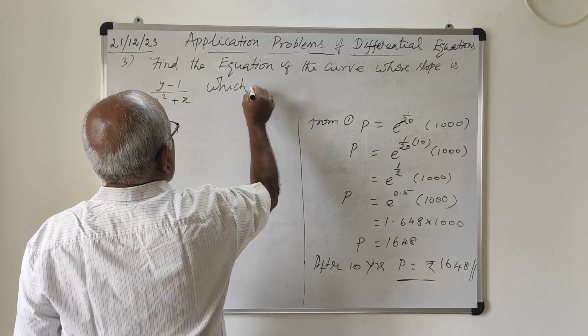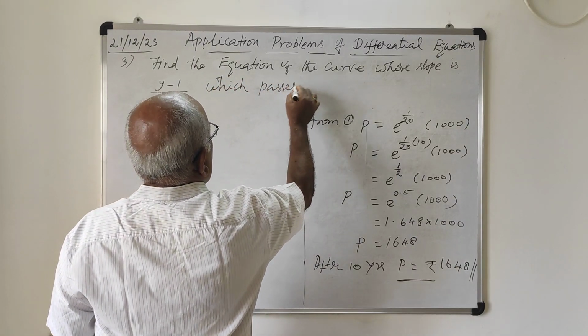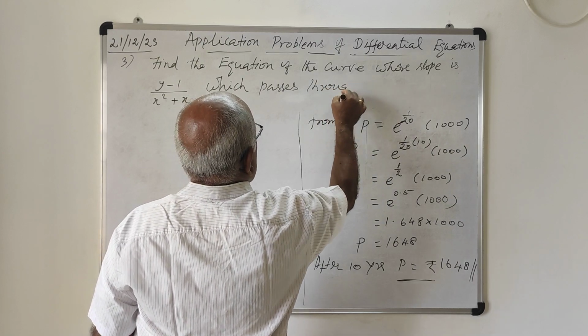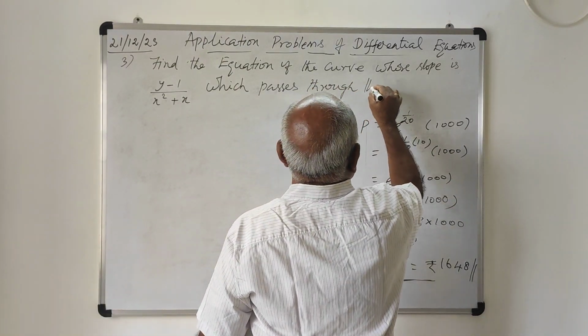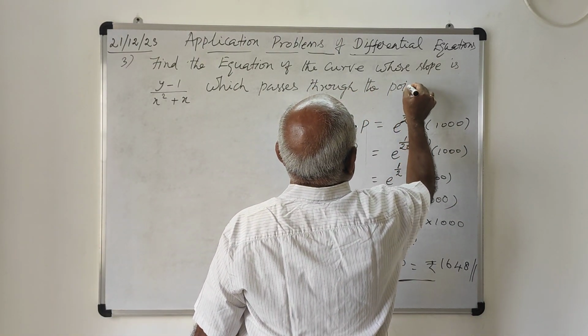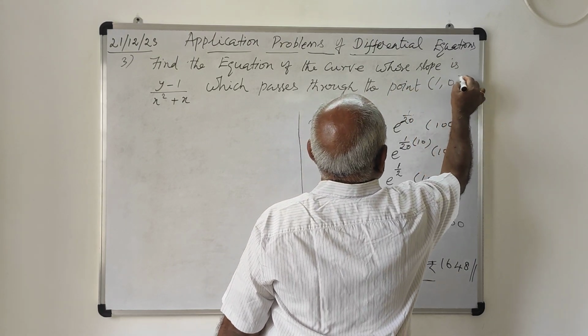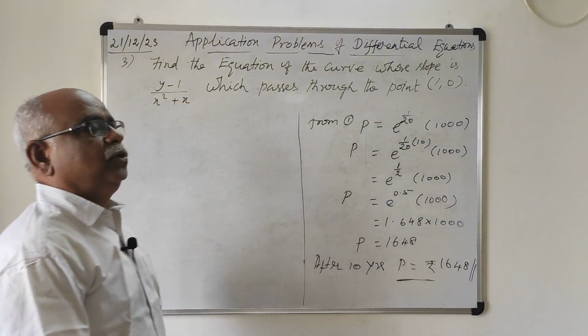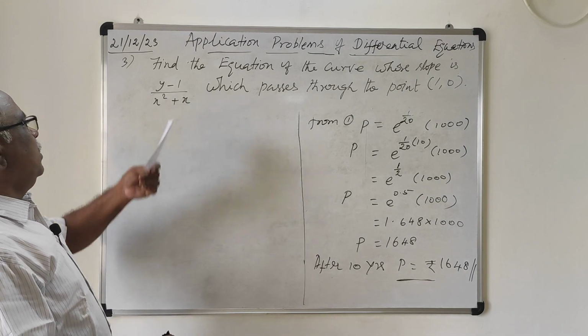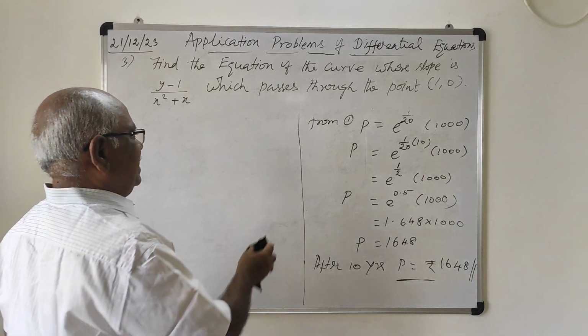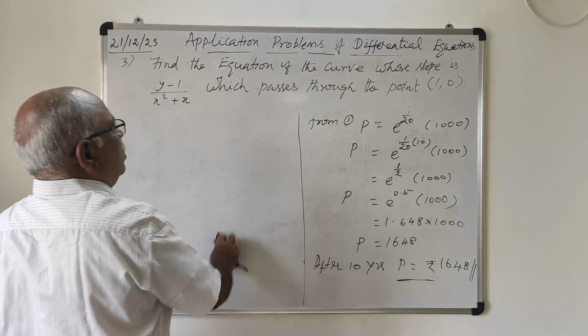That curve passes through the point (1, 0). If the curve passes through the point (1, 0) and its slope is (y minus 1) by (x square plus x), then what is its equation?